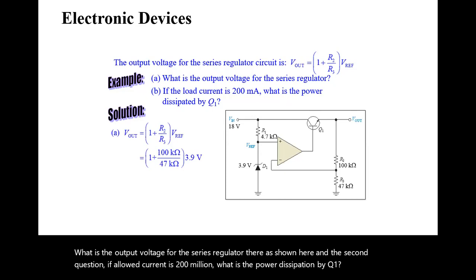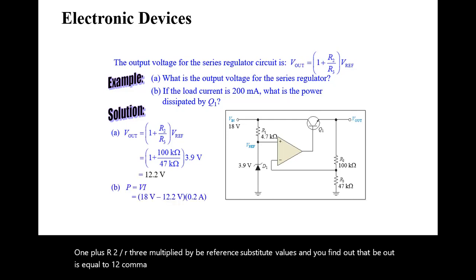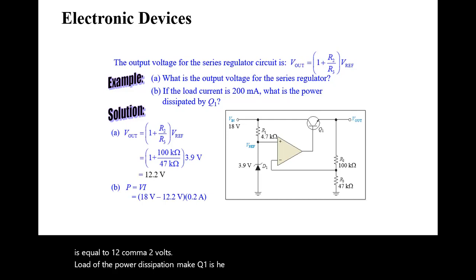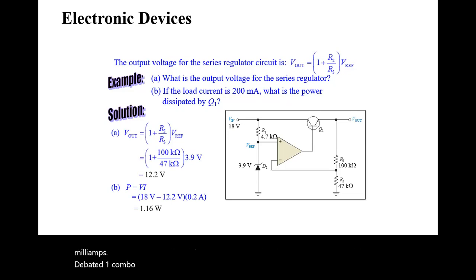V out is 1 plus R2 divided by R3 multiplied by V reference. Substitute those values and you find out that V out is equal to 12.2 volts. The power dissipation in Q1 is equal to V times I. That's 18 volts minus 12.2 volts, multiplied by the current of 0.2 amps or 200 milliamps. And you find an answer there of 1.16 watts.